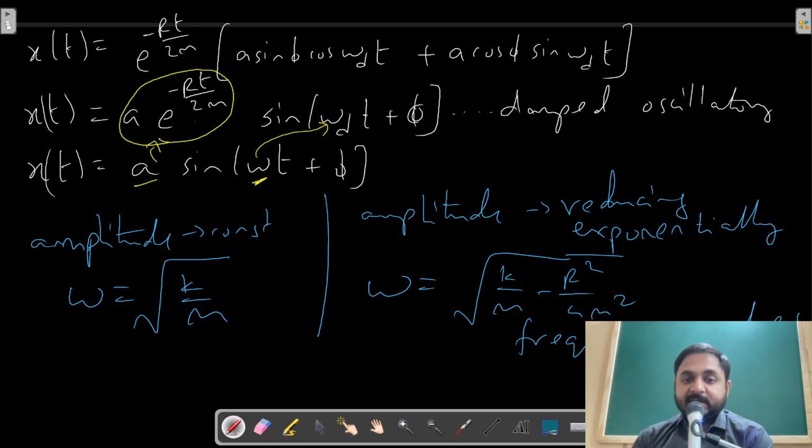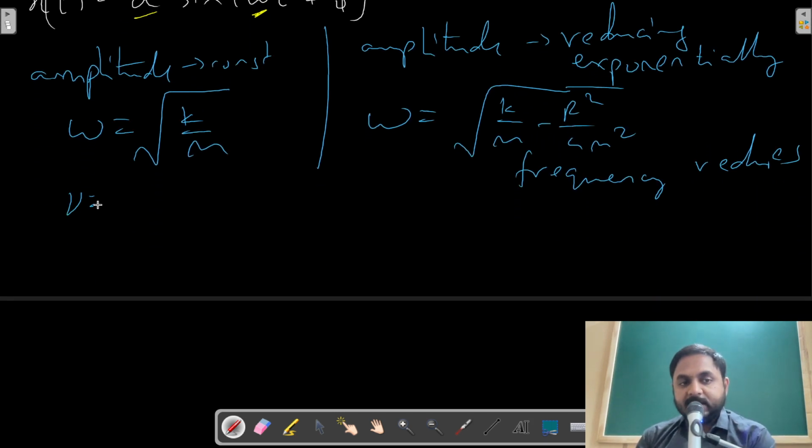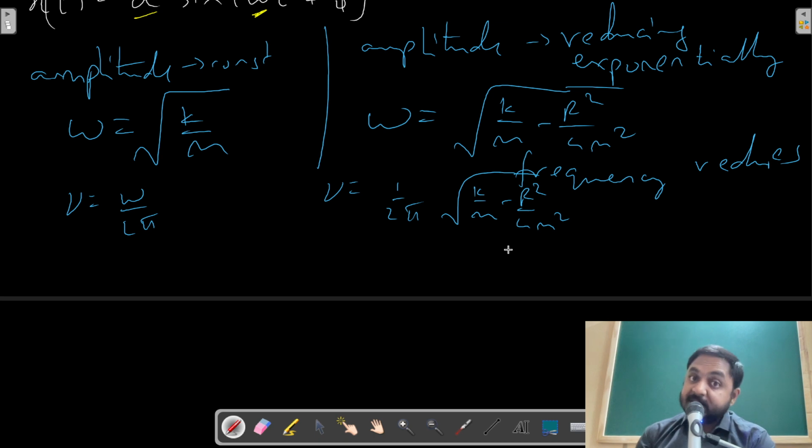Now you might say that this is the angular frequency. What about the normal frequency? Nu is nothing but omega upon 2 pi, so your frequency should become 1 upon 2 pi square root of k by m minus r square by 4m square. So your frequency is also reducing. Your nu is reducing, your frequency reduces, your angular frequency reduces, and your amplitude starts falling exponentially.